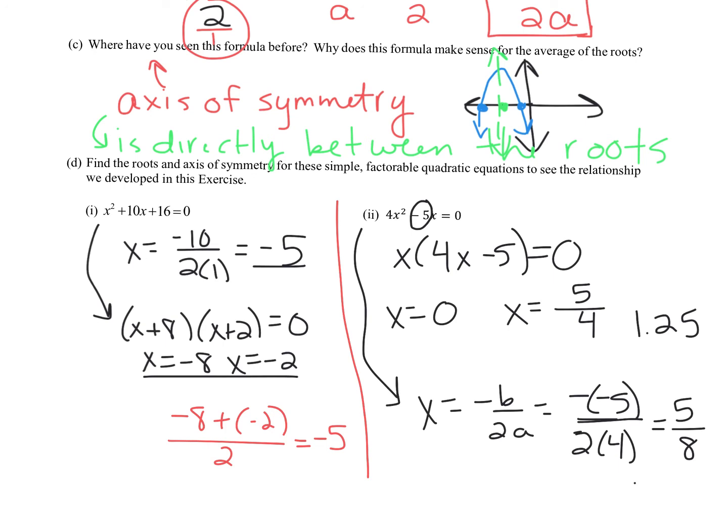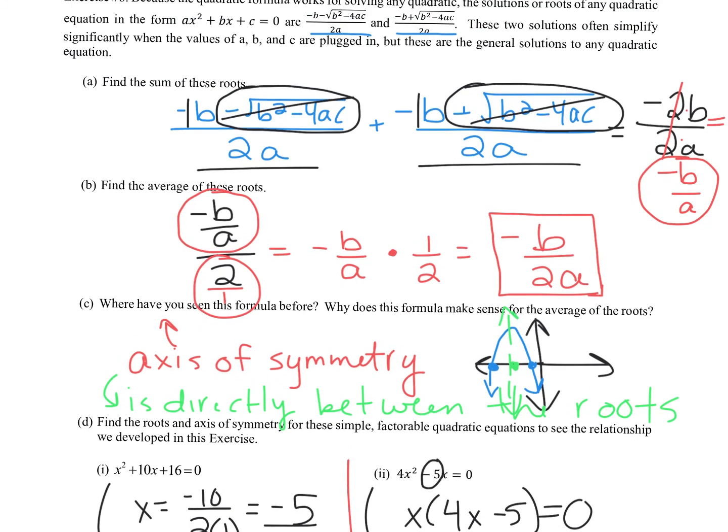Now, if I write this as a decimal, 0.625, you're going to see that that's half of the 1.25. Or if I average my 0 and my 1.25 and divide by 2, if I take my roots and divide them by 2, I will get the 0.625, which is the axis of symmetry, which is the 5/8. So the axis of symmetry is the average of the roots. It's right between the roots, and we also see that from those general solutions up here, adding them together and finding their average in the quadratic formula.